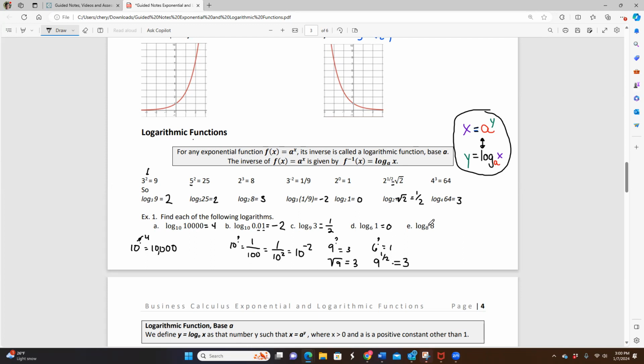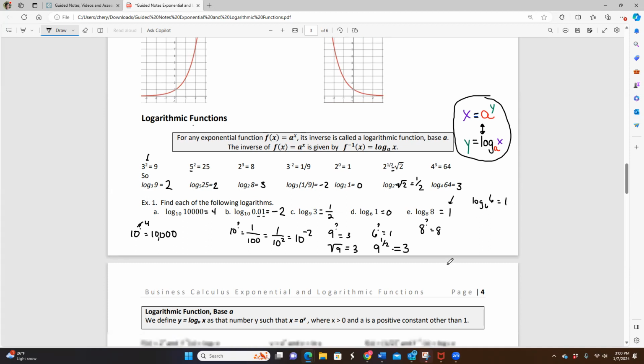Here it's asking log base 8 of 8. This is a unique situation, but it's important. It's asking, what power of 8 will give us an answer of 8? And that, of course, is the 1st. So anytime you have a logarithm where its base is the same as its argument, as in this case, log base 8 of 8, your answer is going to be 1. So similarly, if I had log base 6 of 6, that would be 1.